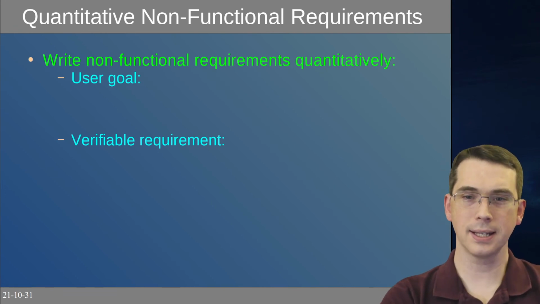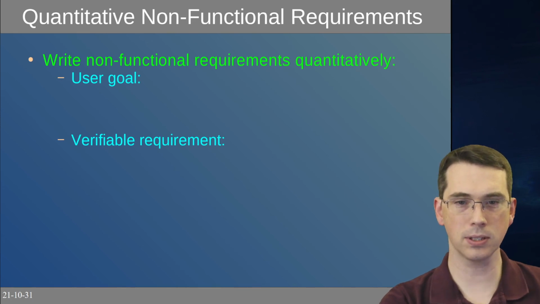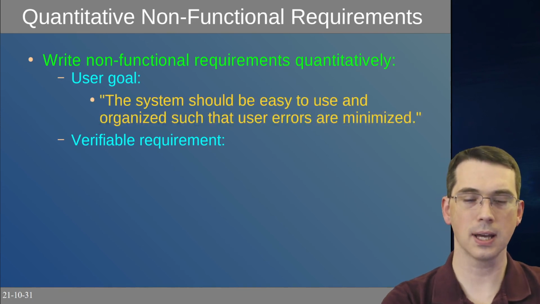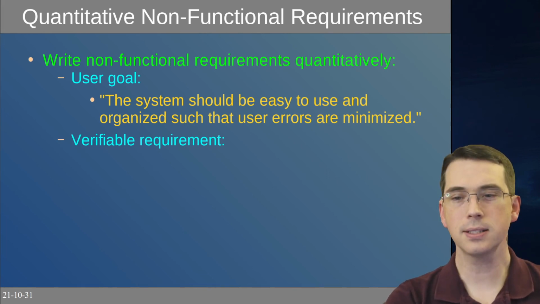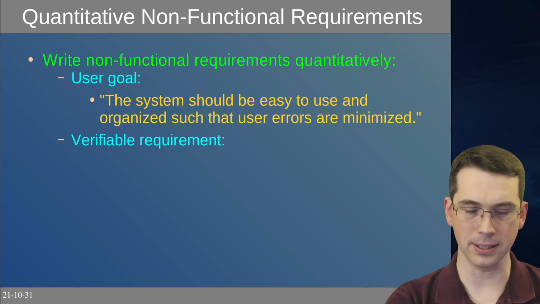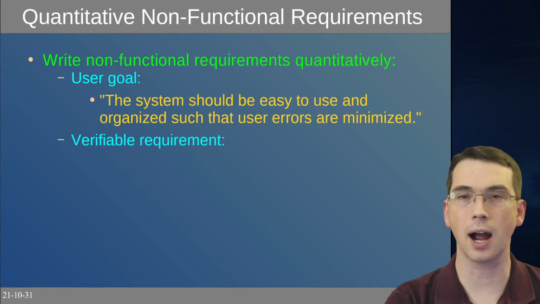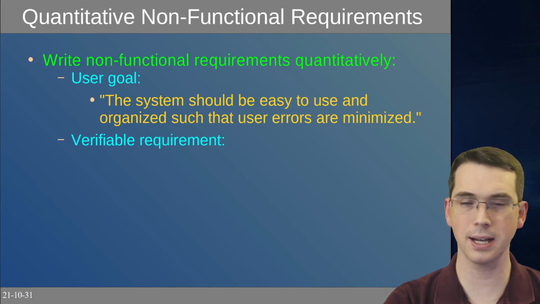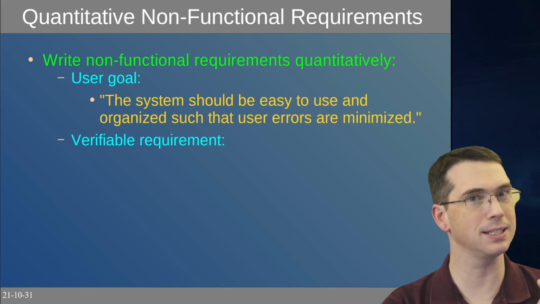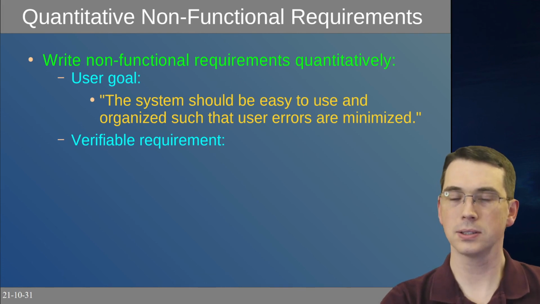Okay, so let's write a non-functional requirement quantitatively. So here's the user's goal. The user's goal is the system should be easy to use and organized such that user errors are minimized. So this is a non-functional requirement because it affects the entire overall, in this case, maybe the user interface. Easy to use. You can't point to one line of code and say, this line of code makes it easy to use. And the rest is all just there to back that up. So that's a user level goal.